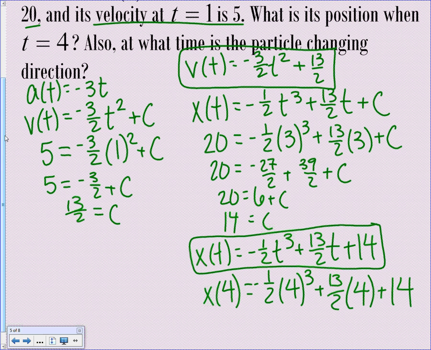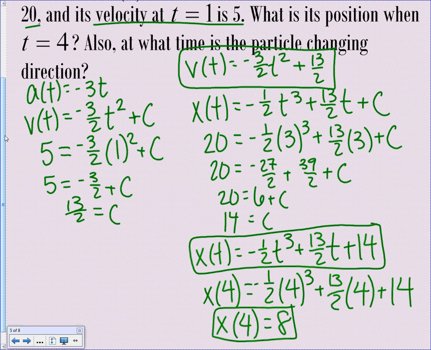And so if you plug that in, 4 cubed is 64 times 1 half, so negative 32. And then 13 times 2, basically 26, and then plus 14. You should get a position of 8 when your time equals 4. So that would be part of your answer.